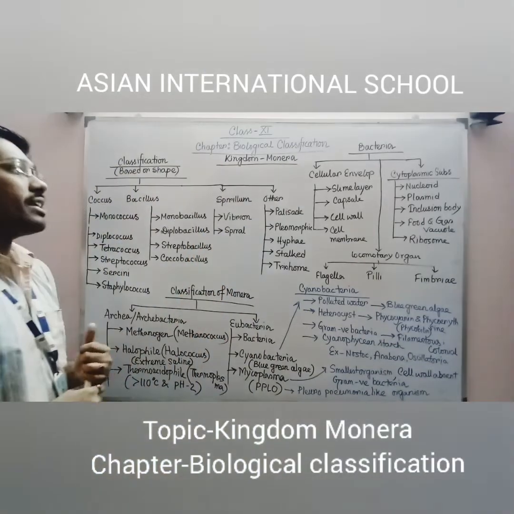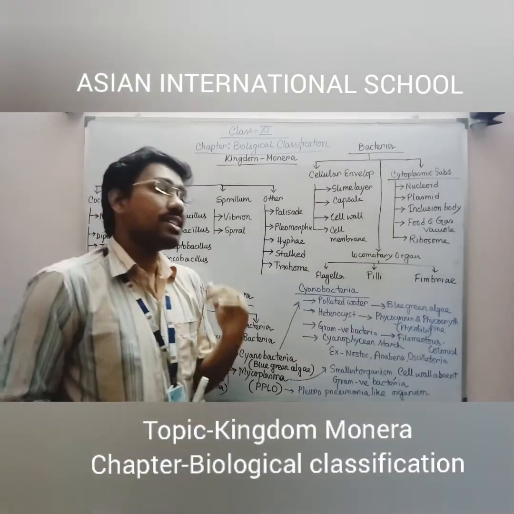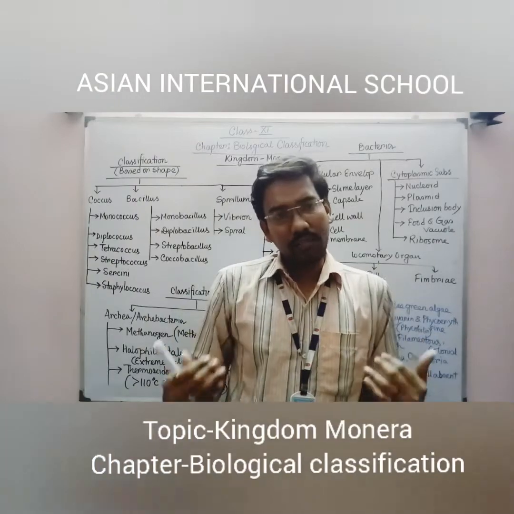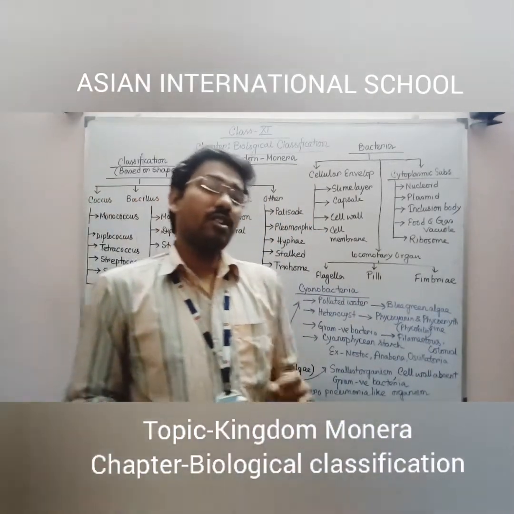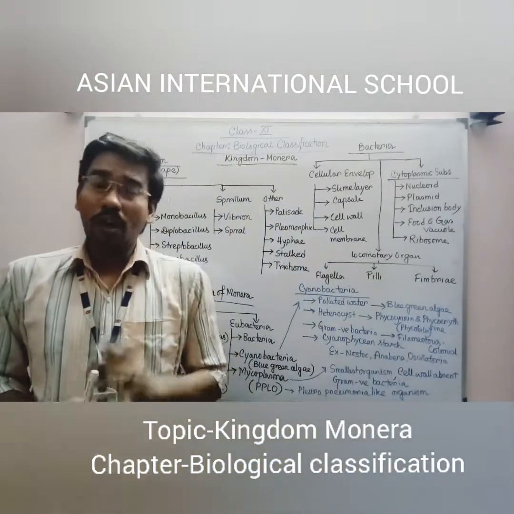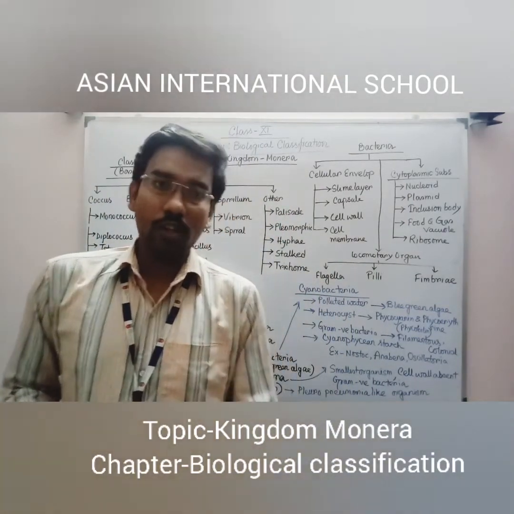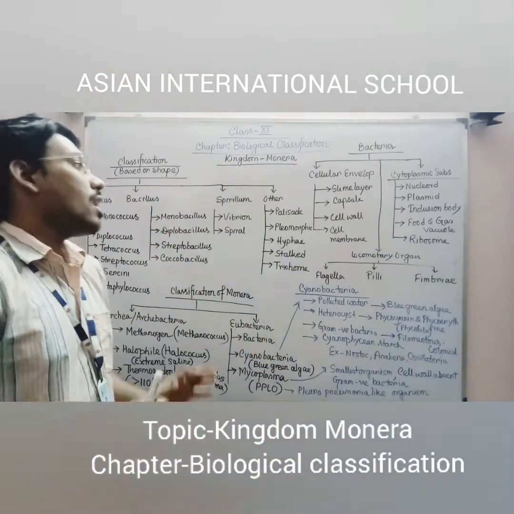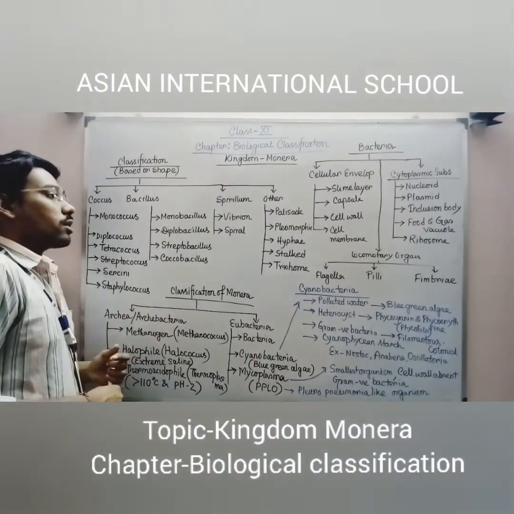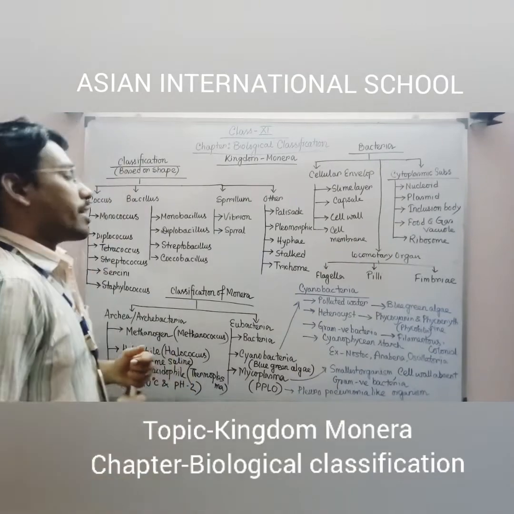The third point you can see here is the cell wall. What is the cell wall? The cell wall is also a protective covering, present just inside the capsule, and this specific cell wall is commonly made up of peptidoglycan. Keep it in your mind, this specific portion is commonly made up of peptidoglycan, which is a combination of polysaccharide and amino acid.